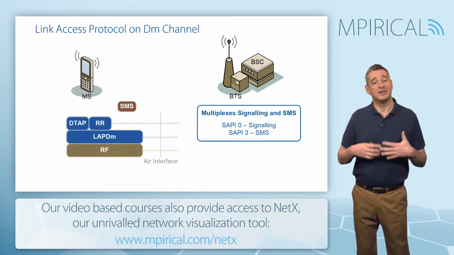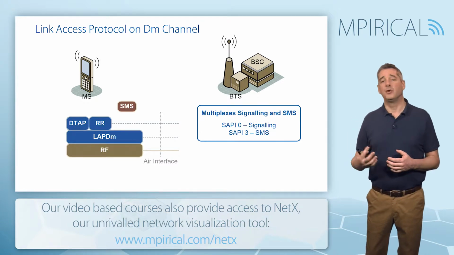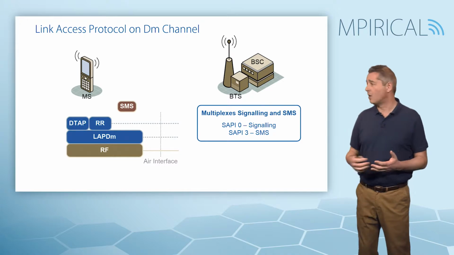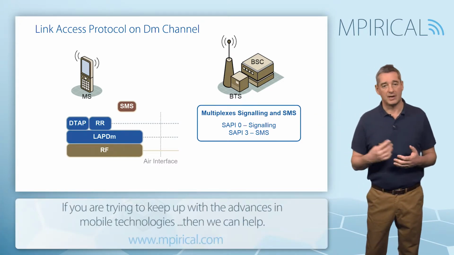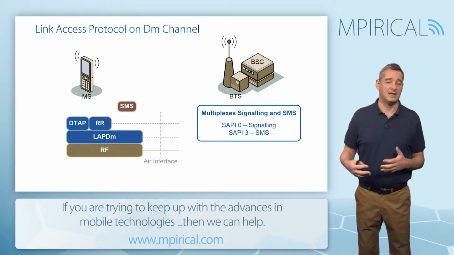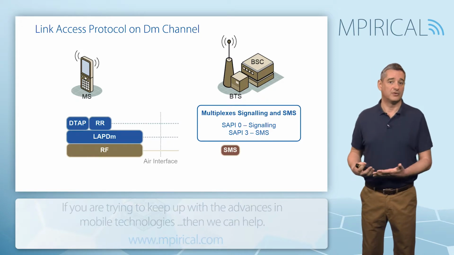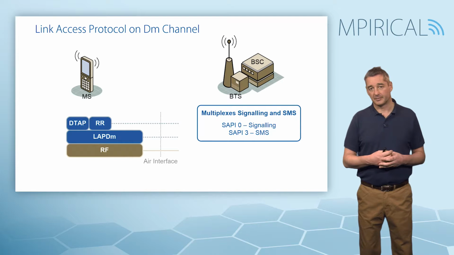We do this with a parameter inside the frame format of our LAPDm protocol, referred to as a SAPI, the Service Access Point Identifier. This is simply coded as 0 to indicate that we are carrying signalling, be that DTAP or radio resource, or set to 3 to indicate that we are carrying an SMS message. This then will be processed once again on the GSM physical layer and transmitted across the air interface.